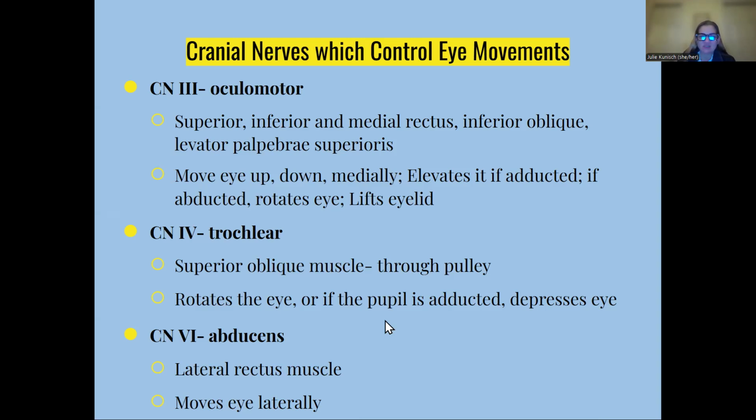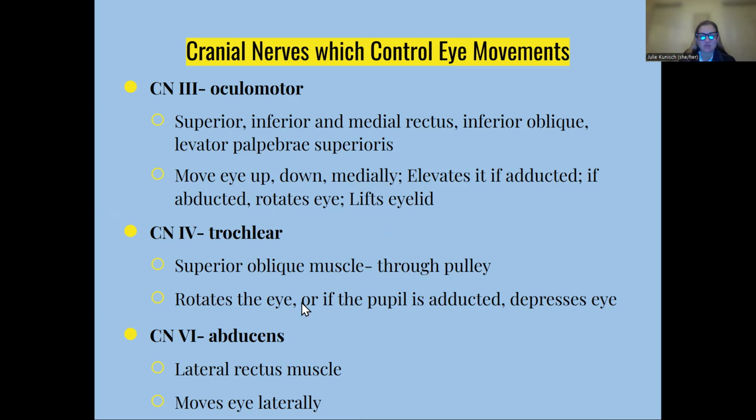Because in assessment, if you notice that the person is having a really hard time moving the eye up, down, and medially, you would immediately think cranial nerve 3. There's possibly something going on with cranial nerve 3, and they can't lift their eyelid.